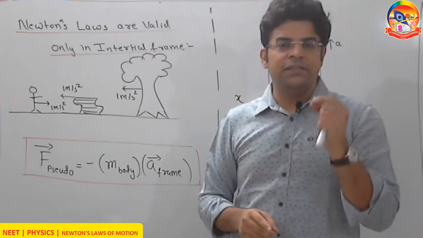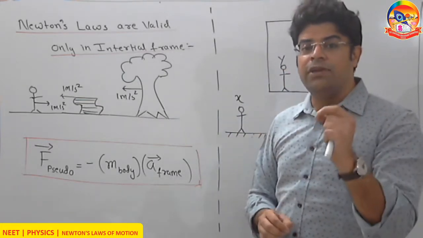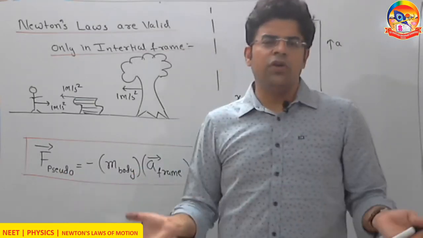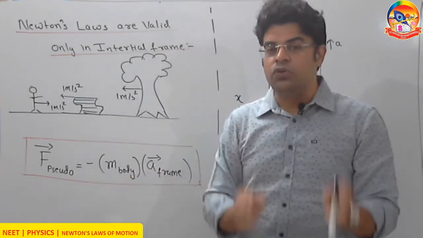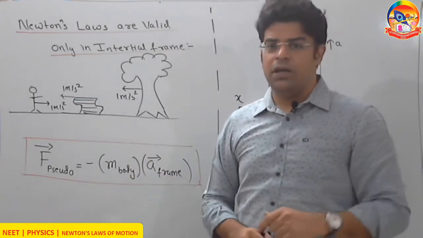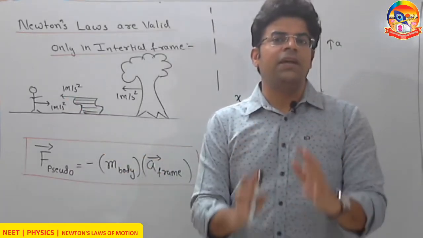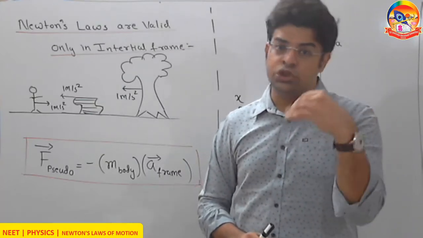So that's why physicists have found a trick to make Newton's law applicable even in a non-inertial frame, and that trick is called pseudo force. A pseudo force, as the name suggests, is a false force which actually does not exist. When the observer is non-inertial, in addition to all the forces acting on the body, we apply one more extra force. That force is the pseudo force.